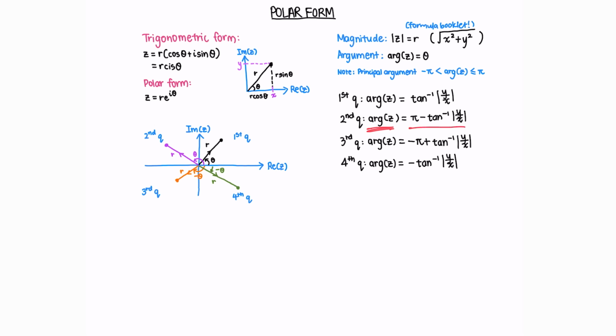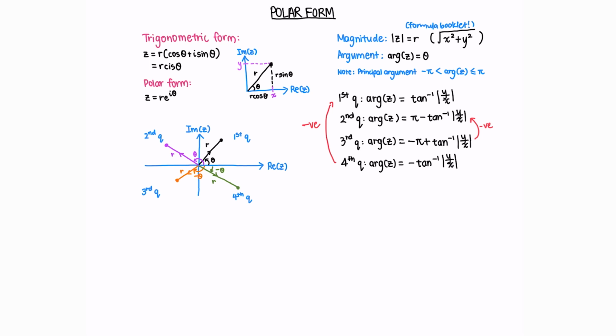So next, for the second quadrant, arg z is just pi minus tangent inverse of mod y over x. For the third quadrant, the argument will actually be the negative of the second quadrant. If you can tell, this is negative pi plus tangent inverse of mod y over x. And similarly, the fourth quadrant is just the negative of the first quadrant, which is negative tangent inverse of mod y over x. Okay?